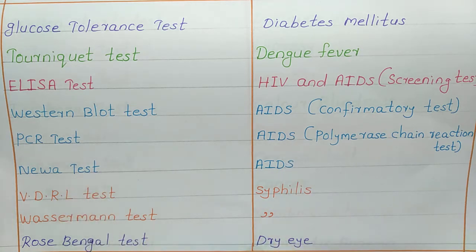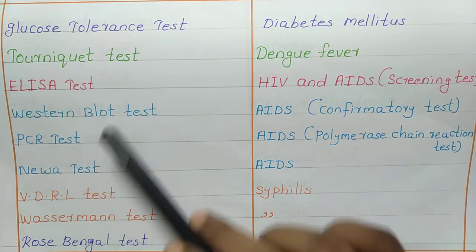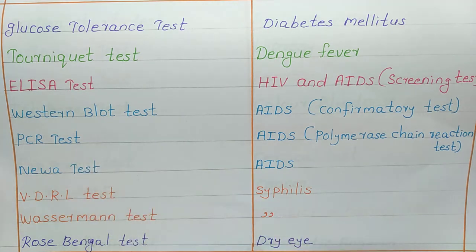Next one is the NEVA test. The NEVA test is also for the diagnosis of AIDS. So these four tests, that is ELISA, Western blot, PCR and NEVA, are for AIDS.